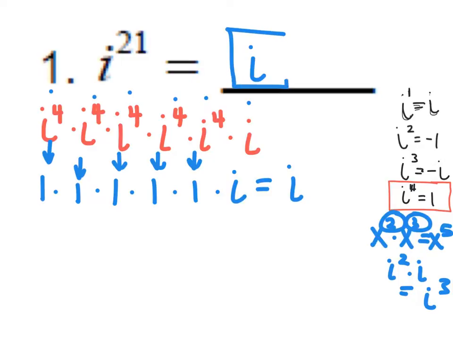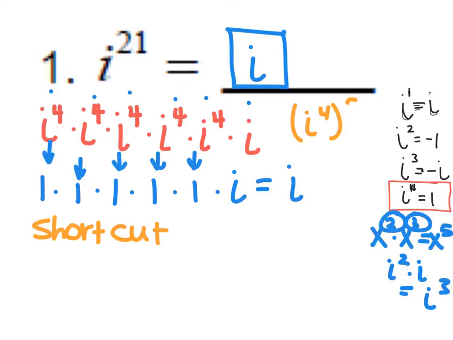Now, I don't know about you guys, but it would kind of suck to have to write out i to the 4th that many times. So I have another strategy: the shortcut. In class, I was writing it like, we have i to the 4th five times, and then we have an i. That's what I just did here, because there's 5 i to the 4ths. However, I think that's hard for people to see, so I have a different shortcut that I want you guys to try.